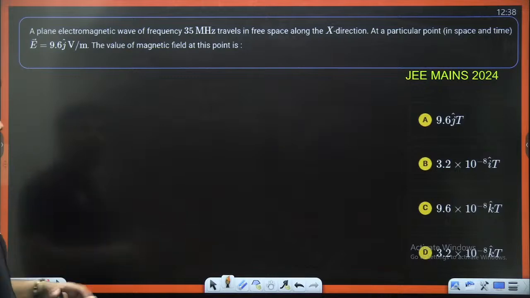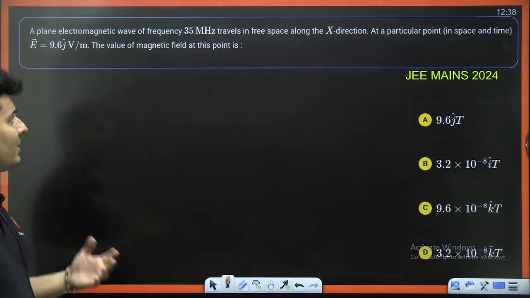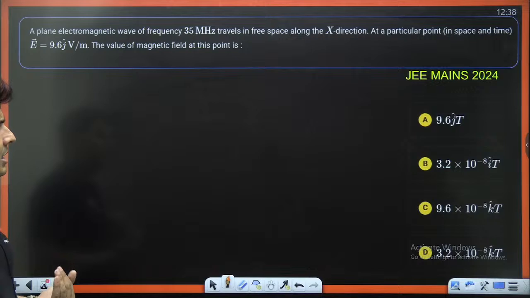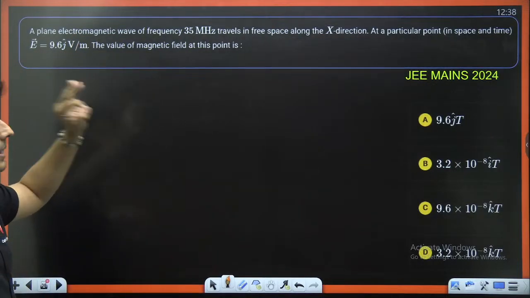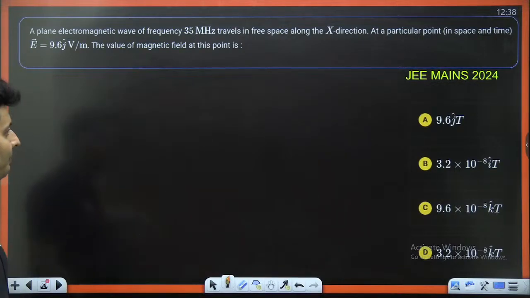Let's move on to the next question coming up on your screen, and here it is. A plane electromagnetic wave of frequency this much travels in free space in the x direction. At a certain point, this is the electric field. The value of the magnetic field at that point is how much?